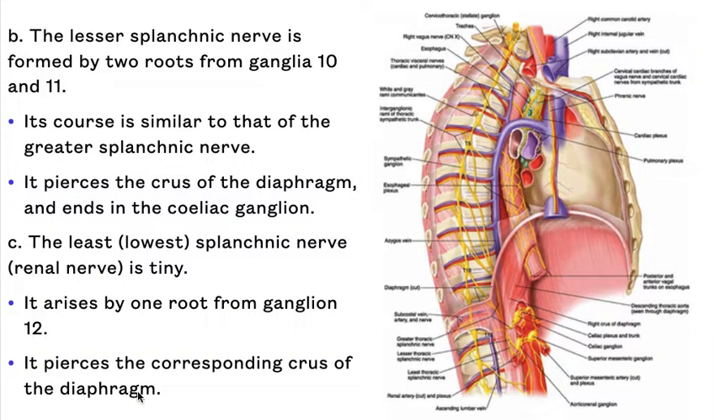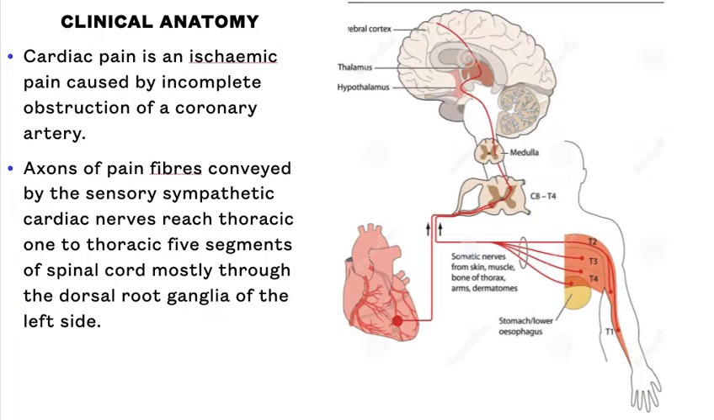The lesser splanchnic nerve is formed by two roots from ganglia 10 and 11. Its course is similar to that of the great splanchnic nerve. It pierces the crus of the diaphragm and ends in the celiac ganglion. The least or the lowest splanchnic nerve is extremely tiny. It is a renal nerve arising from one root from the ganglion, piercing the corresponding crus of the diaphragm.